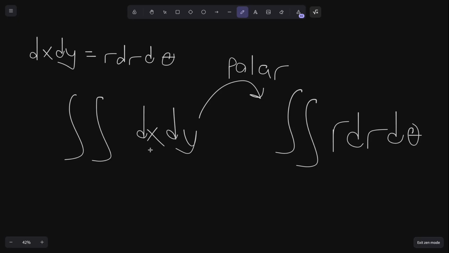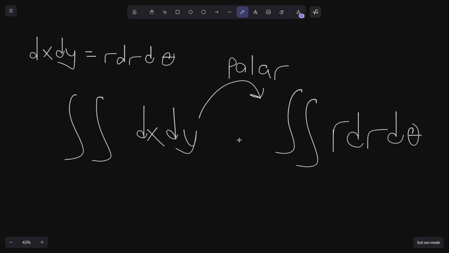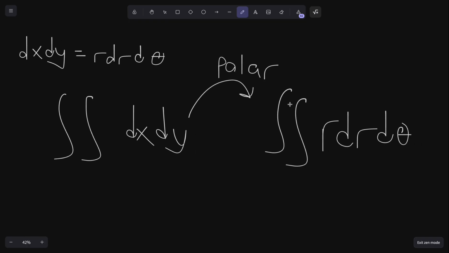So when converting from Cartesian coordinates to polar coordinates when doing double integrals, this dx dy part is what we're integrating with respect to. We're integrating with respect to x and y. But when we're converting that into polar form, dx dy is actually equal to r dr d theta. So when we're converting it to polar form, there's this extra r here. So let's find out why there's an extra r when converting.